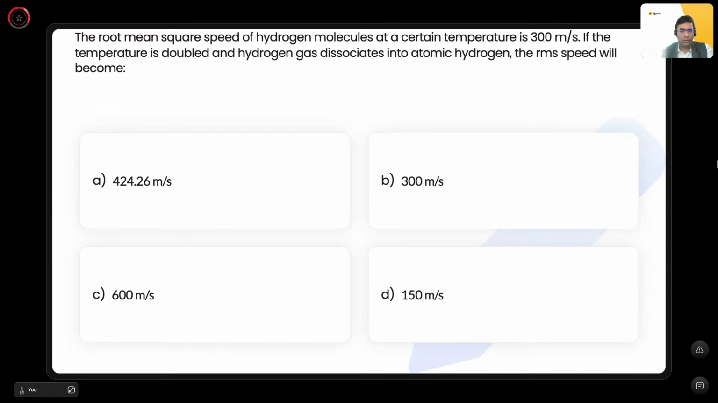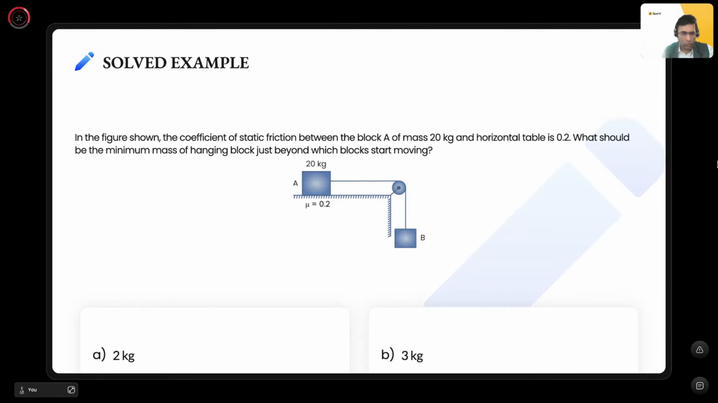Next question, friction. They ask a question every time. It's very likely that a pulley question or a question on inclined plane friction can be asked. So in the shown figure, the coefficient of static friction between the block A of mass 20 kg and a horizontal table is 0.2. So this is my coefficient of friction, 0.2. What should be the minimum mass of hanging block just beyond which the block starts moving?